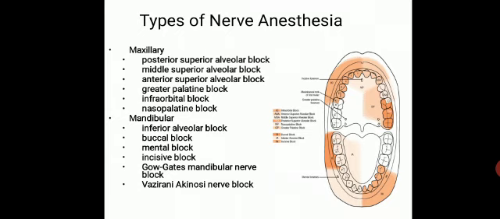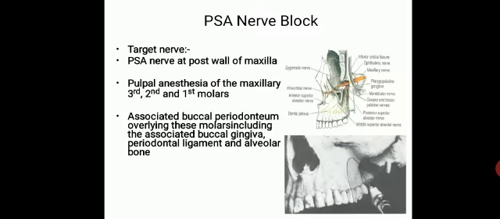And for mandibular, inferior alveolar nerve block, buccal nerve block, mental nerve block, incisive nerve block, and Gow-Gates mandibular nerve block, and the Vazirani-Akinosi nerve block. First, I will tell you about the maxillary nerve block.